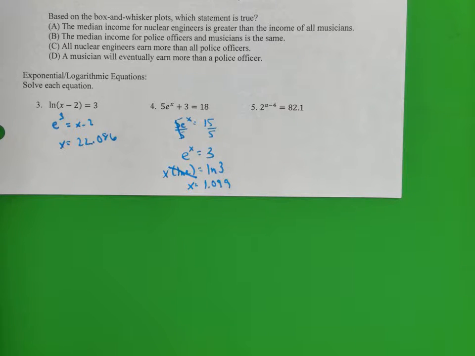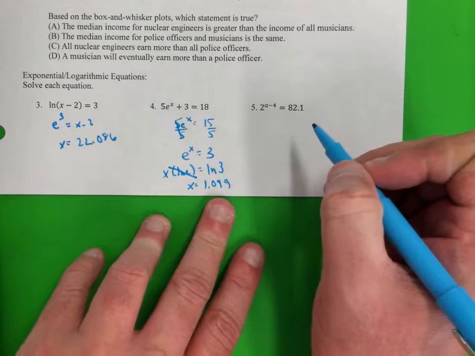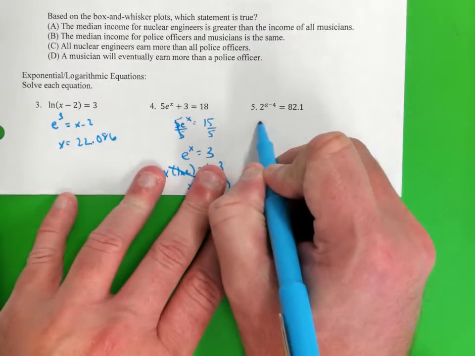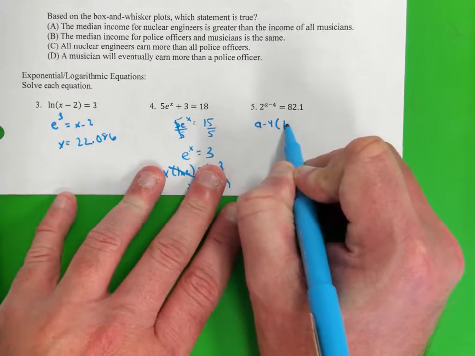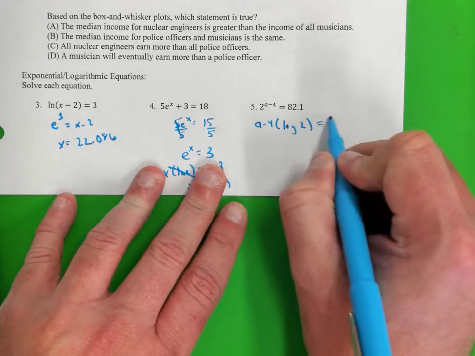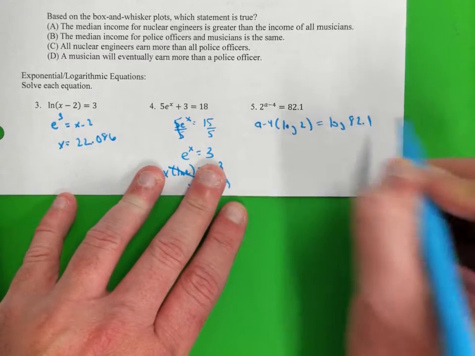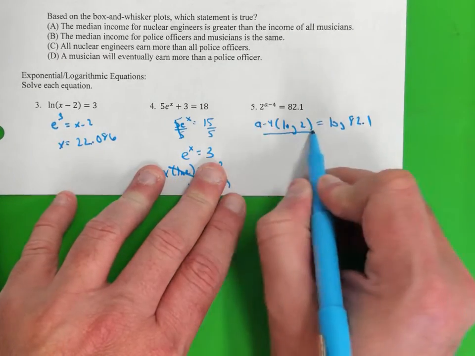What form are we in right now? Exponential. Can you get these bases to be the same? No. So we're going to take the what of both sides? Good, Lane? You're going to take the what of both sides, guys? Log. I'm going to bring a minus 4. Log 2 equals log 82.1. And then I'm going to divide both sides by what?